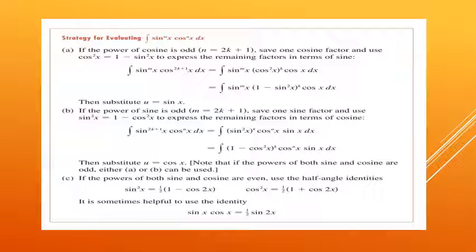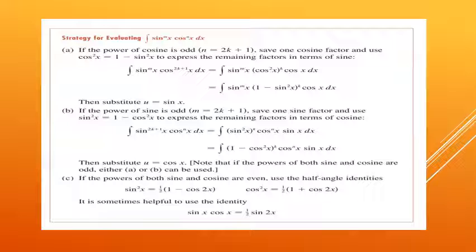And the next strategy, B: if the power of sine is odd, and we have m equals 2k plus 1, save one sine factor and use sin^2 x equals 1 minus cos^2 x to express the remaining factors in terms of cosine. So when we have the integral in the form of sin^(2k+1) x cos^n x dx, then we solve it by writing (sin^2 x)^k cos^n x sin x dx.